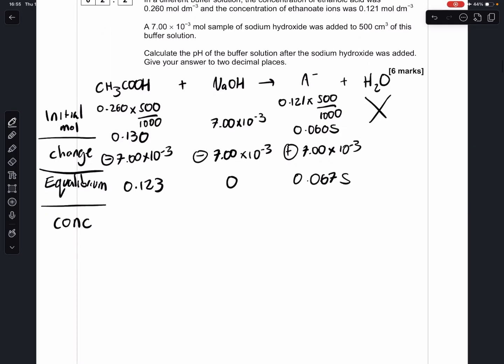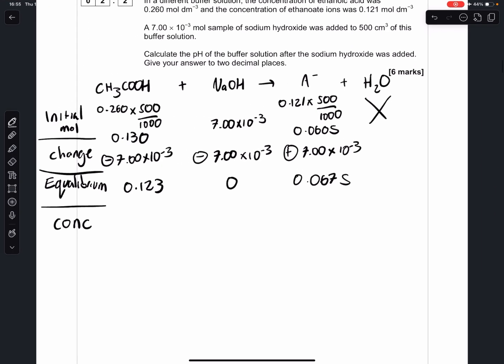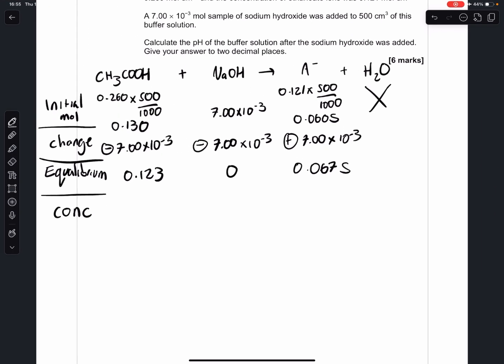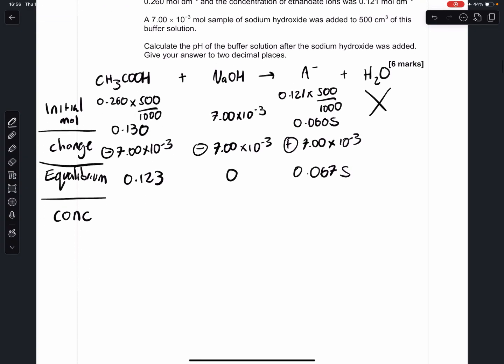There we go. So now we want to turn this into our concentration values, because that is what is in our Ka equation. It doesn't give us the new volume, it only tells us the original. So I'm going to write an expression for this, and just say it's over volume. We don't really care about this because we have none of this, but yes, over volume.